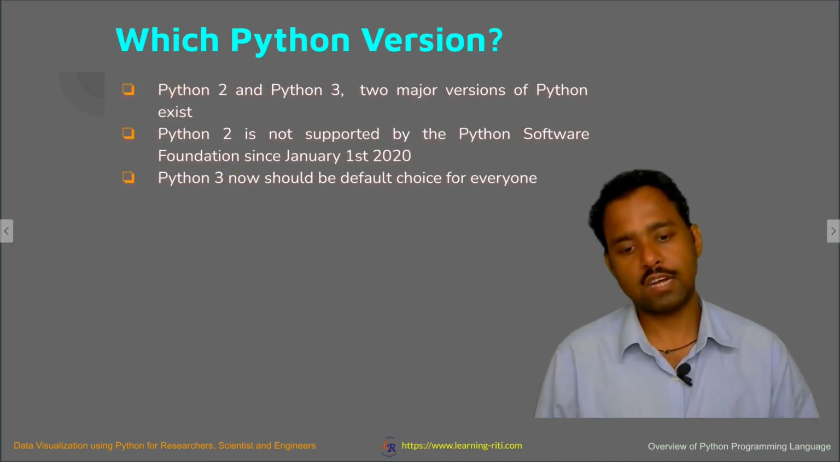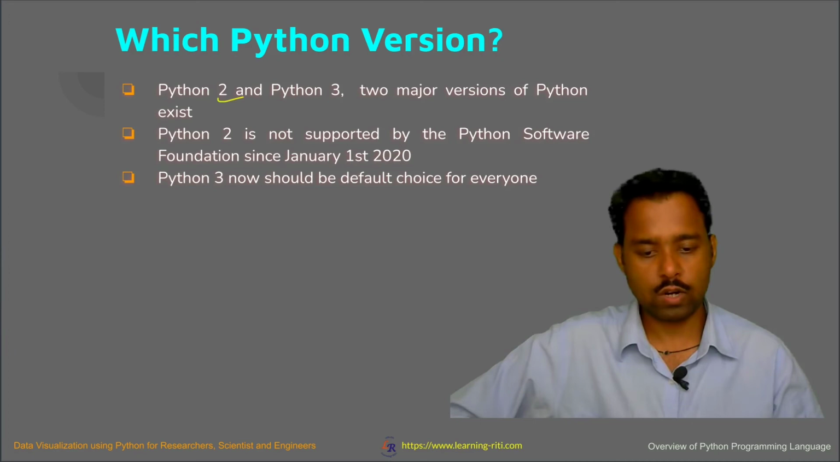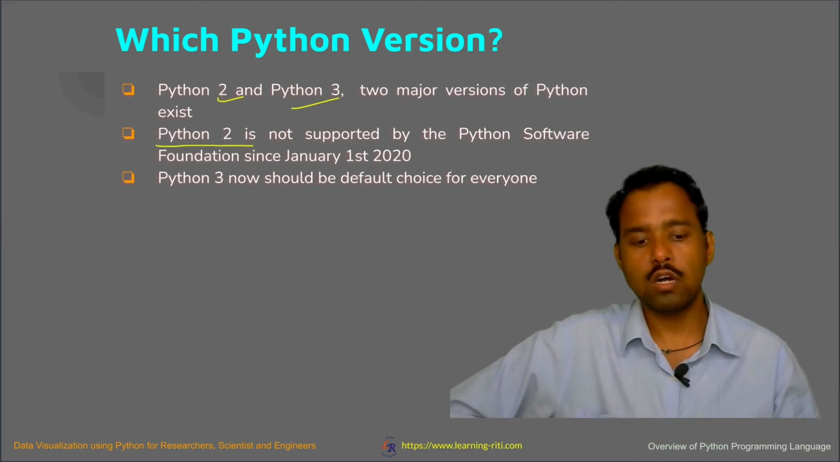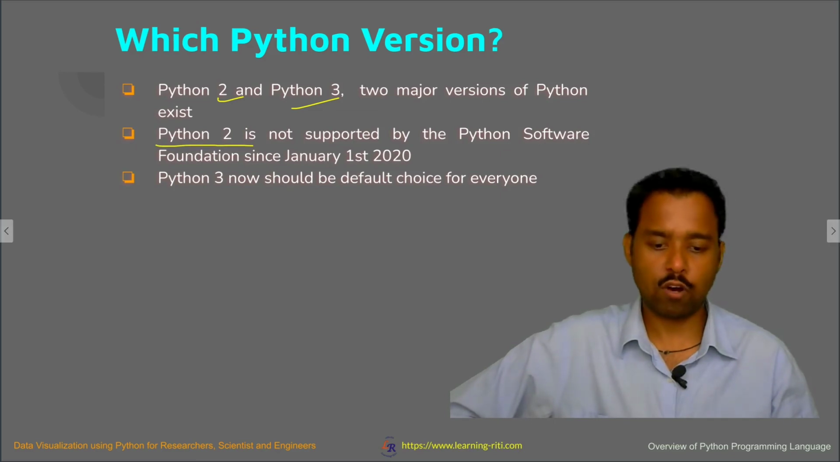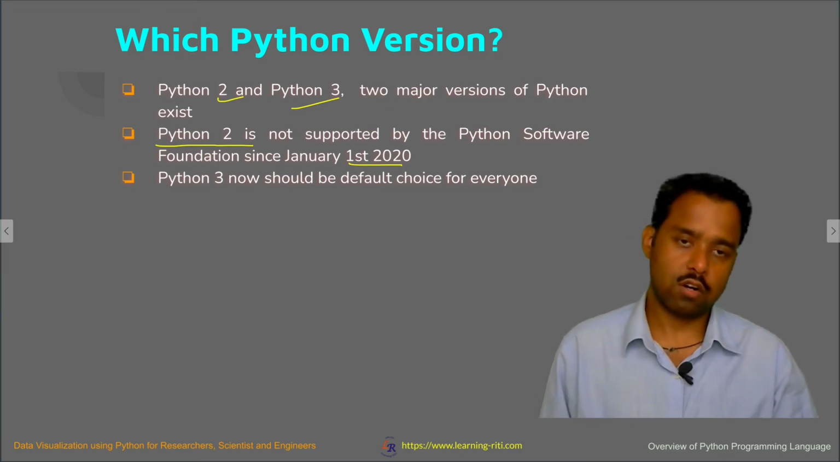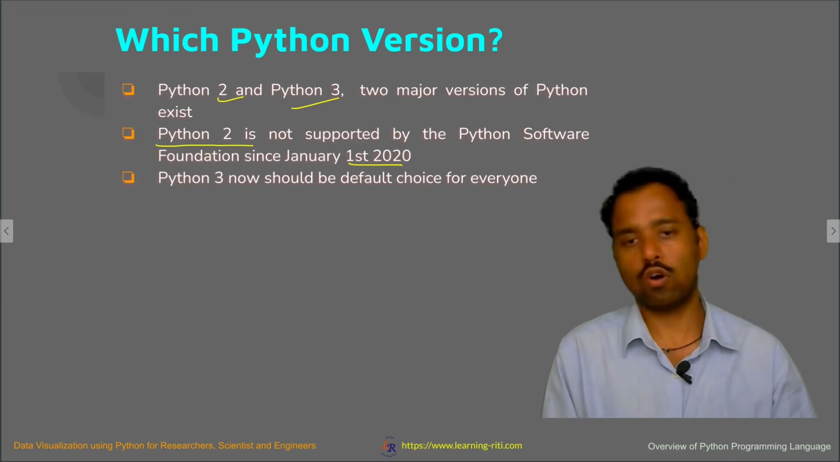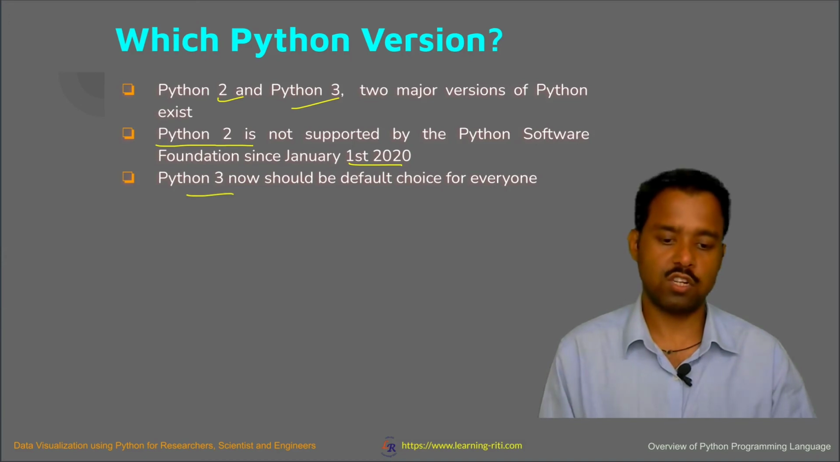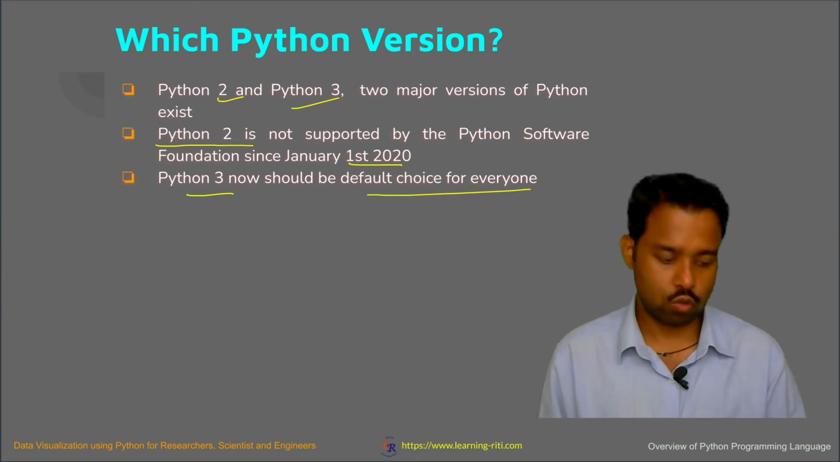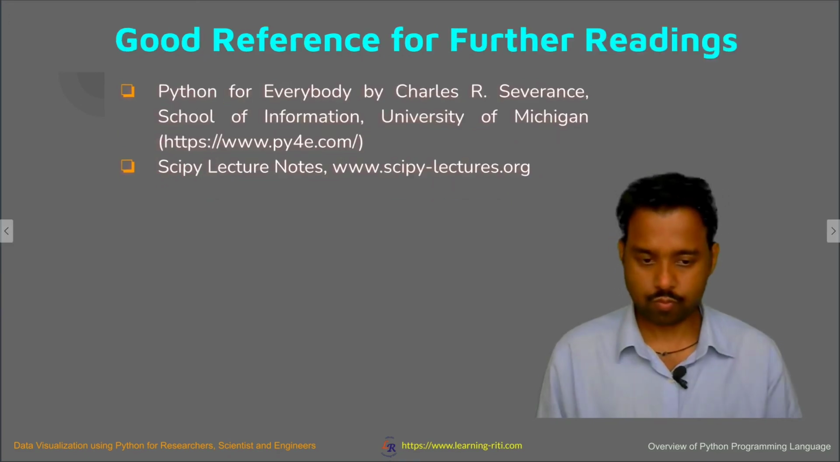Now talking about Python, there are two versions, Python 2 and Python 3. So which one to use? For Python 2, support from the Python Software Foundation was stopped from the 1st of January 2020. It means you will not get many updates or feature updates for Python 2. So Python 3, which is currently the most widely used, is going to be the default choice for everyone. We are also going to use Python 3 for this.